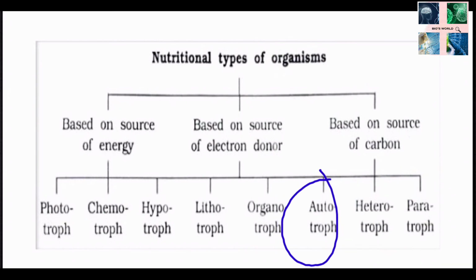Next is about autotrophs. These are bacteria which can use inorganic carbon compounds as the carbon source in their nutrition. They mostly use carbon dioxide. They fix carbon dioxide and reduce it into cellular organic matter. Usually they fix carbon dioxide by the Calvin cycle or reductive TCA cycle.